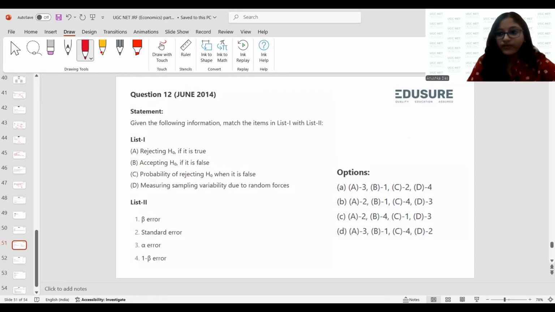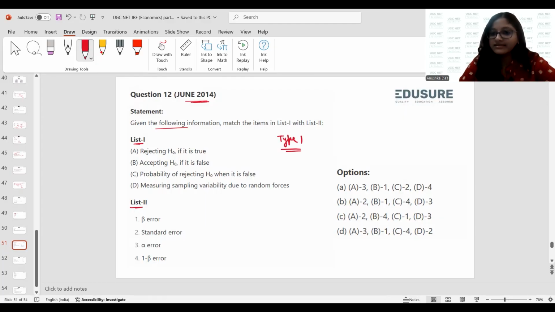Okay, so last 2 questions. This is June 2014 paper, matching list 1 and list 2. Given the information. So first, this is from type 1, type 2 error. This is checking your concept of type 1 and type 2 error. So understand what is type 1 error.